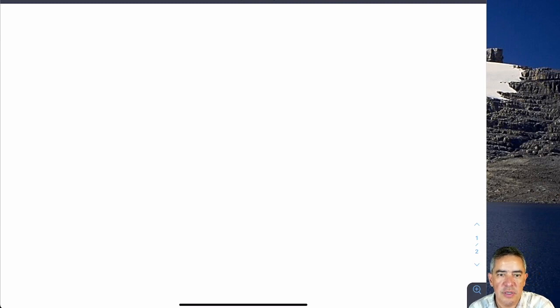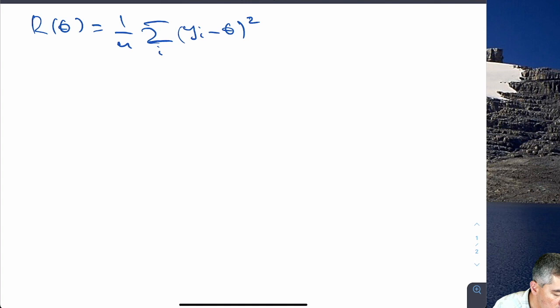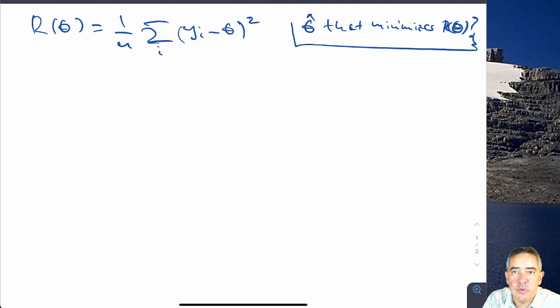So let's now look at the quantity that we're trying to minimize. We are looking at our empirical risk, or average mean squared error, which is 1 over n times the sum of y sub i minus theta squared. And we want to know what is the value of theta hat that minimizes R of theta. This is our question. So we're going to answer that by using a little bit of calculus first. Next, we'll see this done with algebra, as we said.